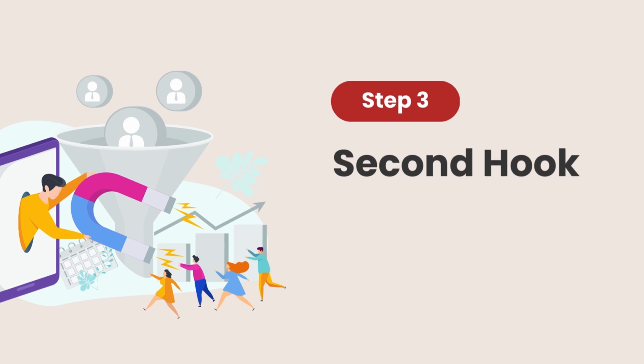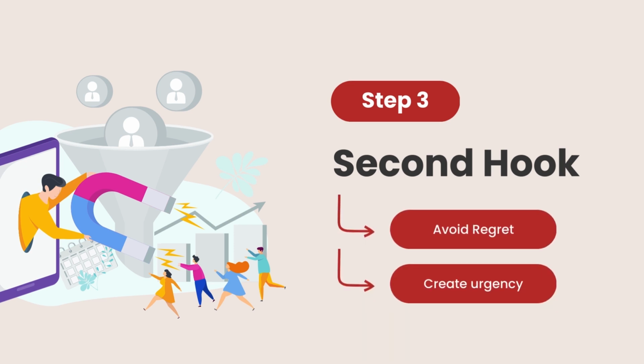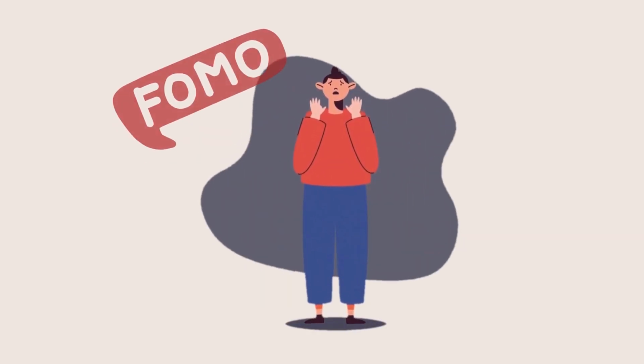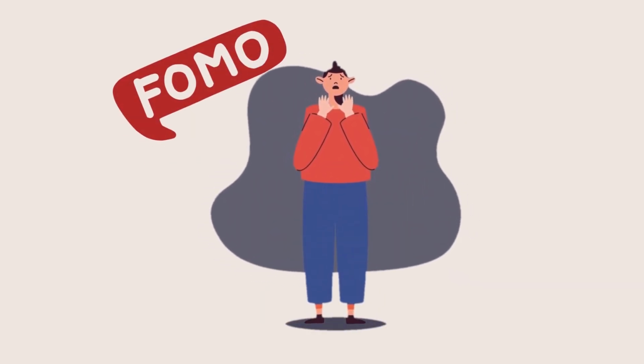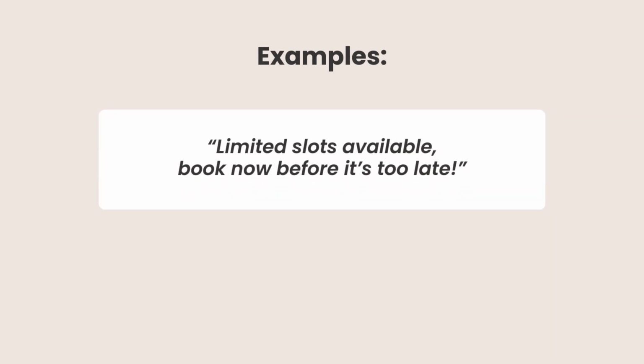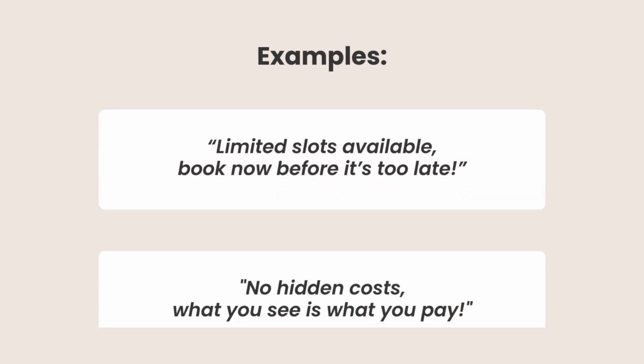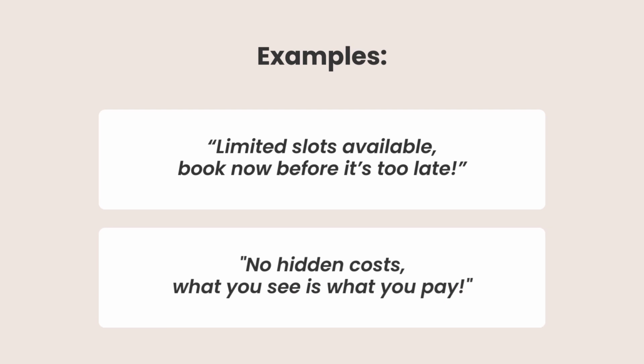People often hesitate before making decisions, so we use a second hook to avoid regret and create a sense of urgency. This could be a limited time offer, no hidden costs, or exclusive deals. This taps into the fear of missing out and encourages patients to act fast. For example, you can use phrases like limited slots available, book now before it's too late, or no hidden costs, what you see is what you pay.